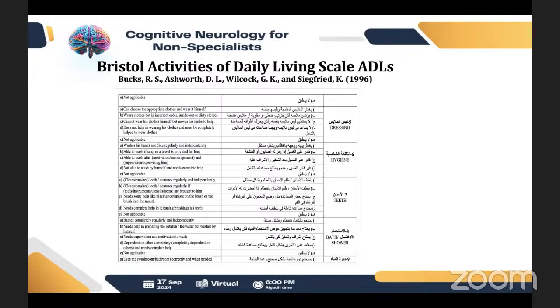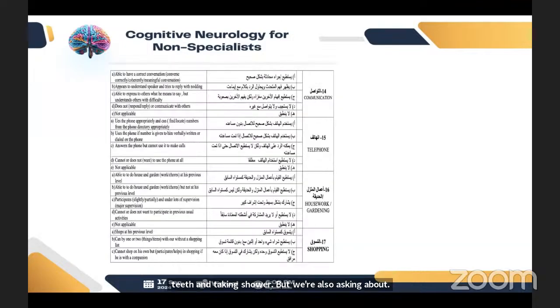So as you can see here, we're asking about some basic activities of daily living like bathing and hygiene, cleaning their teeth and taking a shower. But we're also asking about managing their bills and finances, transportation, driving. So I really encourage you, if you're going to use a functional assessment tool, because this one is already translated and validated in our population, I would really encourage you to use this tool.